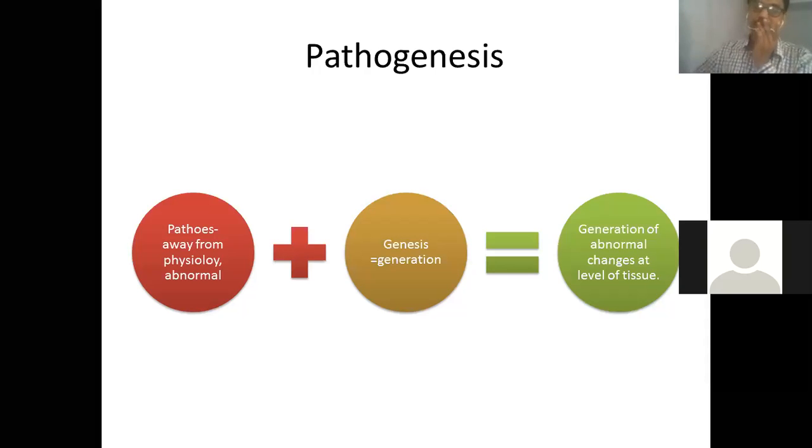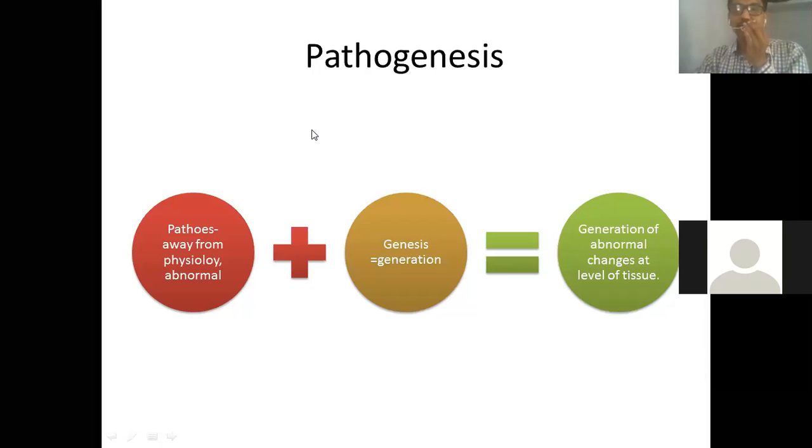So what does pathogenesis mean? Generation of abnormal changes at the level of tissues. That means after administration of a drug to a healthy human being, that drug has the capacity to produce certain abnormal changes at the level of tissues or cells, and this ability of any drug to produce certain pathologies at the level of tissue is termed pathogenesis.